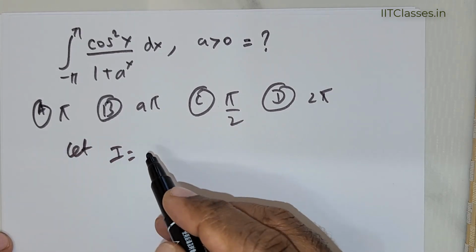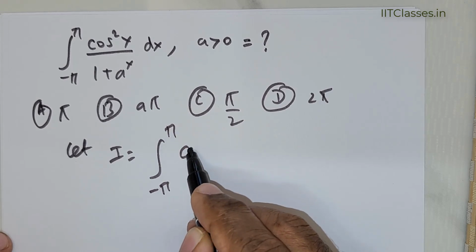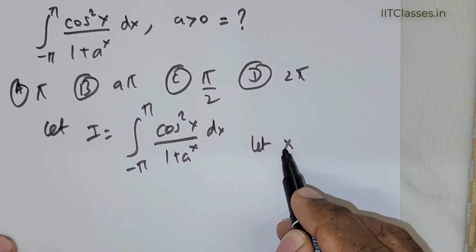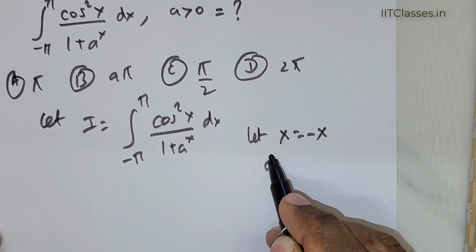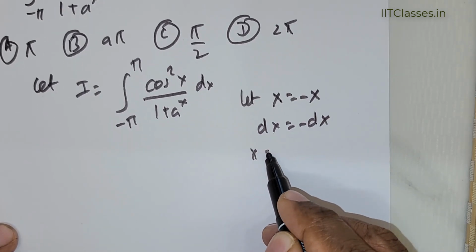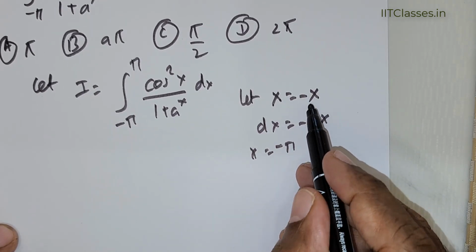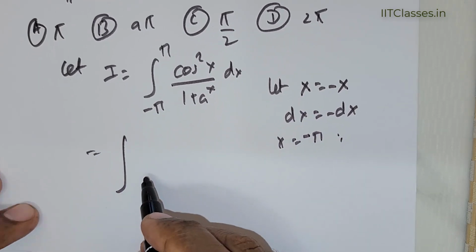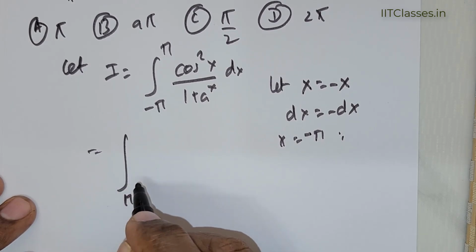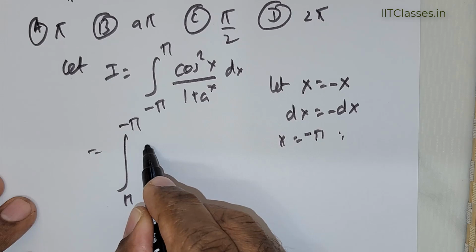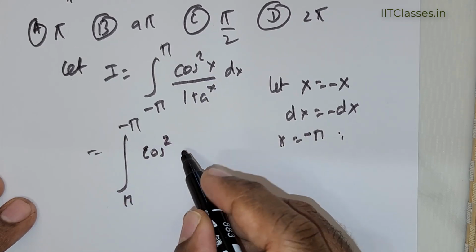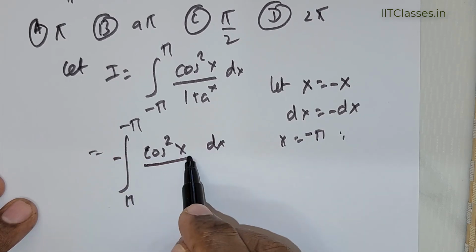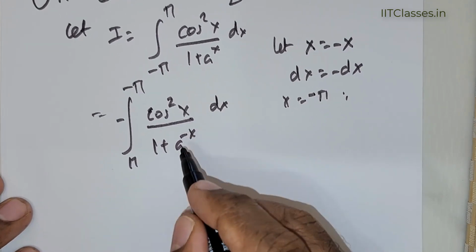So foremost, let me take I to be equal to the integral from negative pi to pi of cos squared x over 1 plus a raised to the power of x times dx. Let me take x to be equal to negative x, so dx is negative dx. When x is equal to negative pi, our x will become positive pi. So we can set the limits while we are on the go. So this is going to be pi to negative pi, and this is an even function, so it's going to be cos squared x only. My dx will become negative dx and my x is negative x. So this is what we have got.